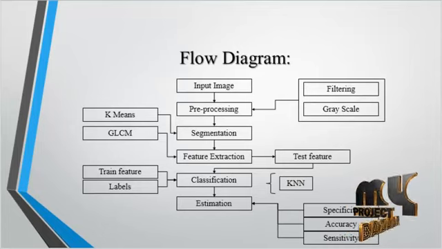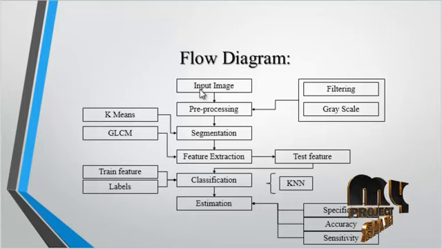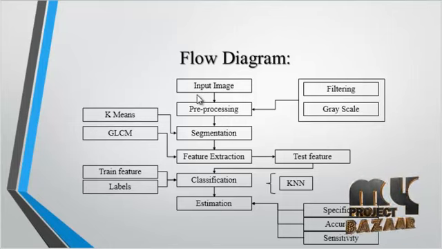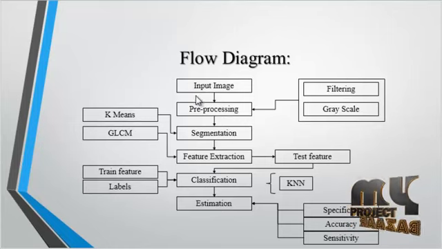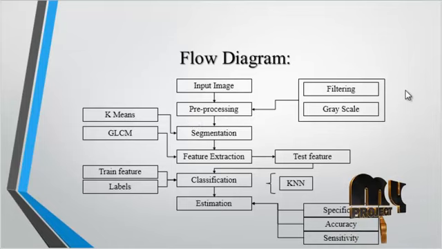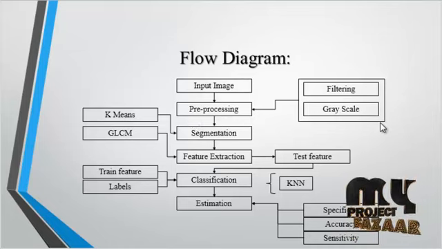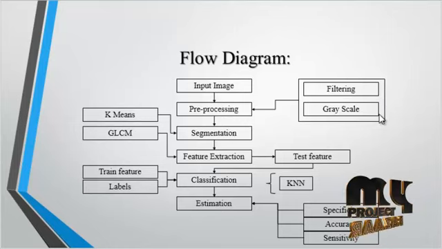Now we are going to discuss the flow diagram for the process. This is the overall working flow. At first, the input image is taken from the dataset. The dataset is a folder which consists of several images. After getting any one image from the dataset, the pre-processing will be carried out in two steps: filtering and grayscale conversion. First of all, the filtering is applied to remove the noise present in the image. After the filtering, the filtered image is converted into grayscale format.